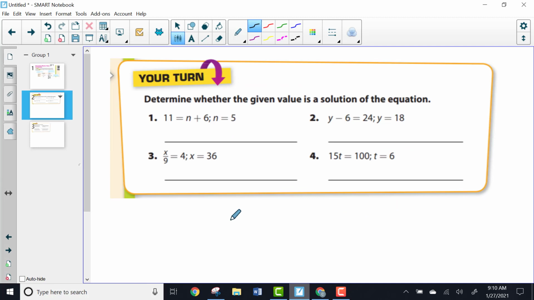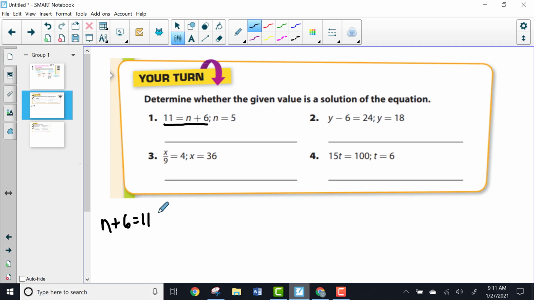So let's look at numbers 1 through 4 on page 298, and I want you to work through this with me. It's saying here, determine whether the value is a solution of the equation. We have the equation 11 equals n plus 6. Even though this seems a little backwards, since we're used to seeing the equal sign on the right, that's okay. If you want to reorder it and write n plus 6 equals 11, no problem at all. I know we're not used to seeing the answer to a problem on the left, but that's algebra for you.